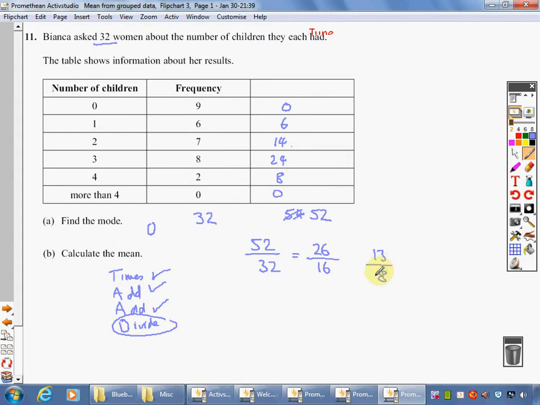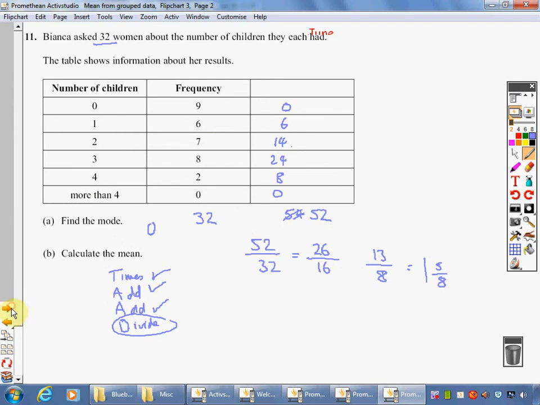I've got no further I can go with that, so I'm going to have to change that top heavy fraction into a mixed number. So I'm now going to work out how many 8s in 13. Well, 2 8s would be 16, so it's only 1, which is 8, and 5 left over. So the answer is 1 and 5/8. And that's somewhere towards the middle of the table, so I'm quite happy with that.